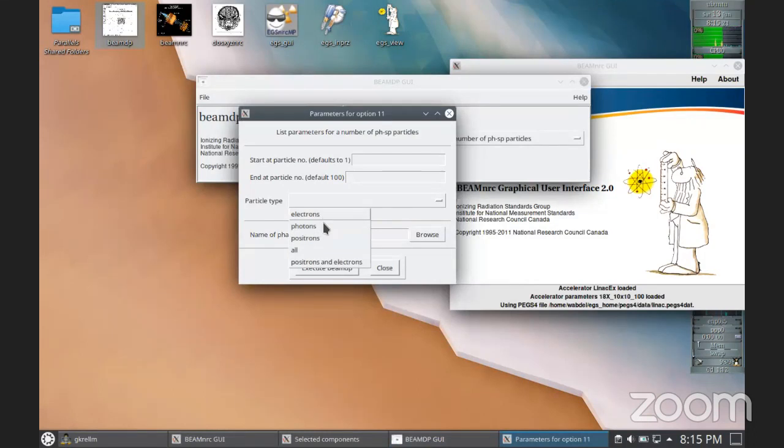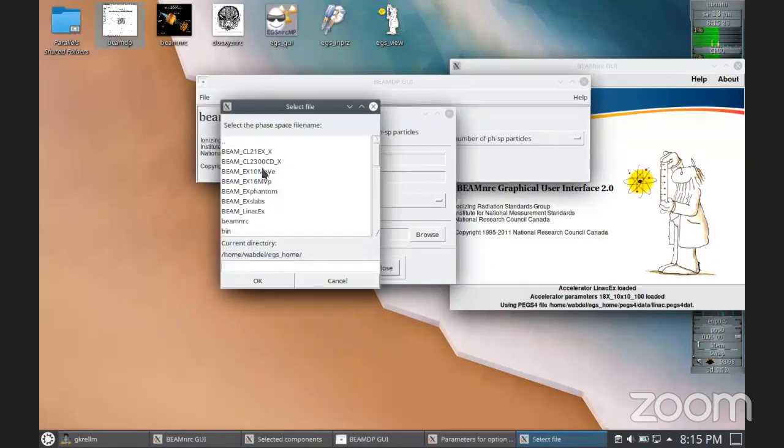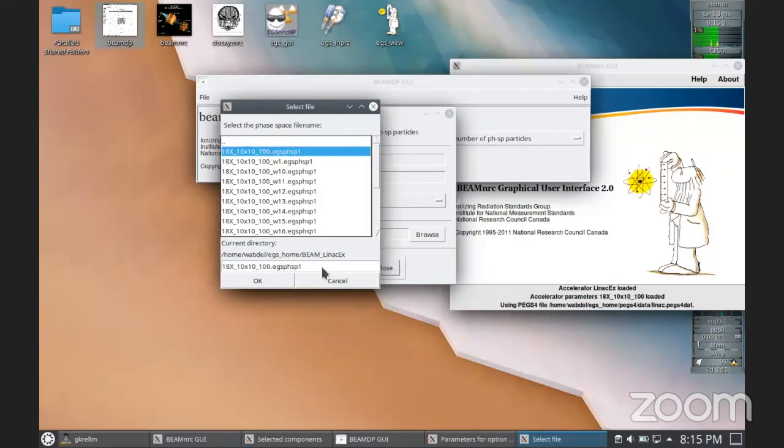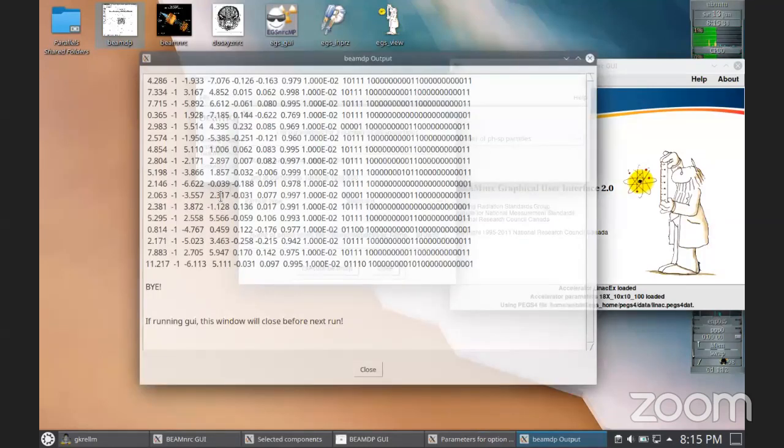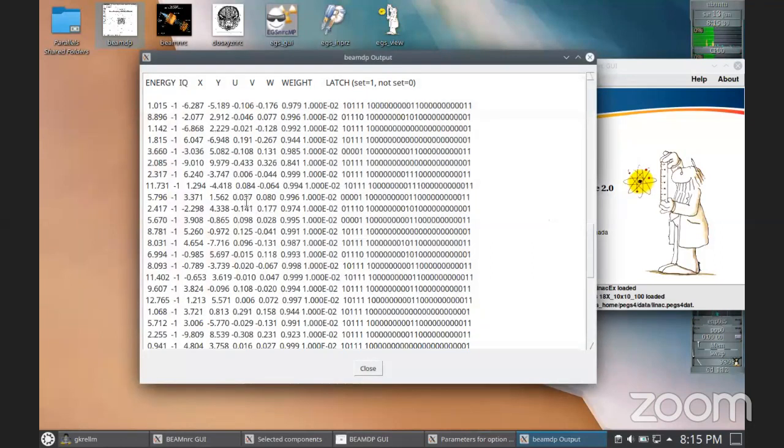Okay? And I will select the phasespace file, which was here. So execute. All of these particles now are electrons. Actually, -1 is an electron. I got confused, -1 is an electron. So, see, it just listed for me the electrons that reach that level.